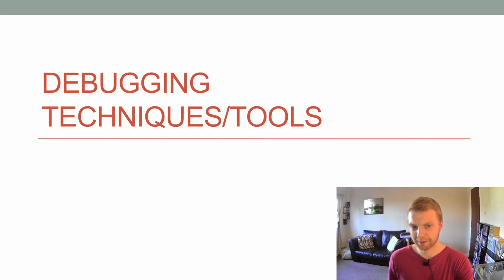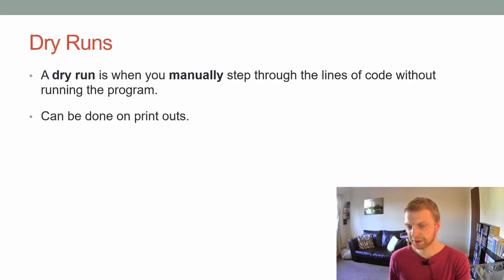On to debugging techniques and tools. Now this is still about testing. There are 4 debugging techniques and tools to be aware of. First one is a dry run. That's when you would print out a bit of code and you kind of just write it step by step through something. We've kind of done that with the tracks booklets when we were doing it first. We were stepping through it and then seeing if the values match up.